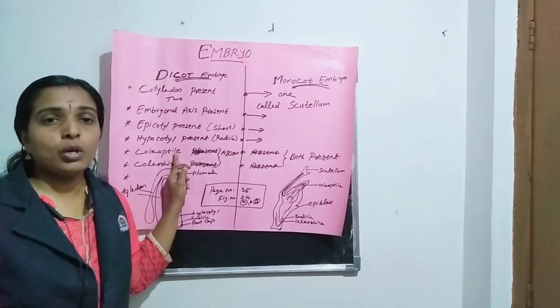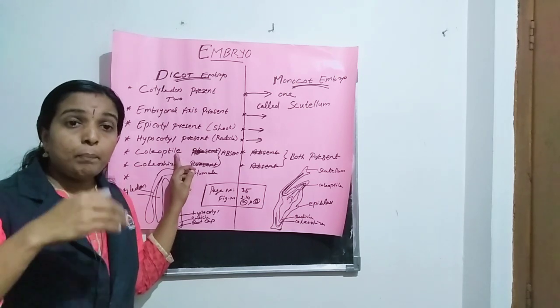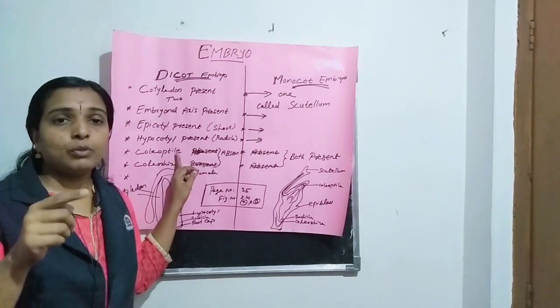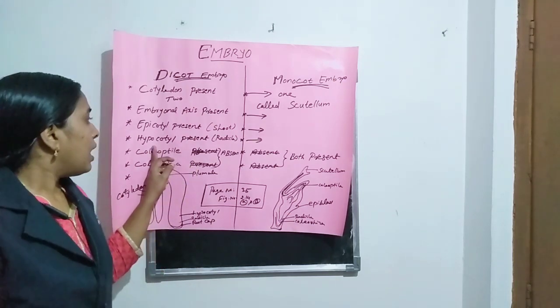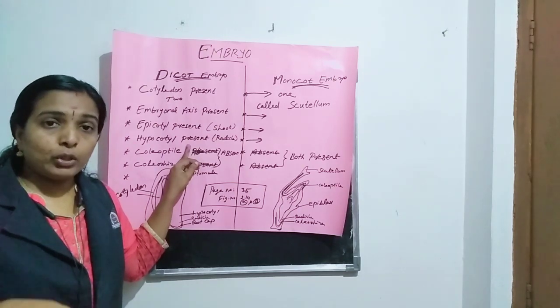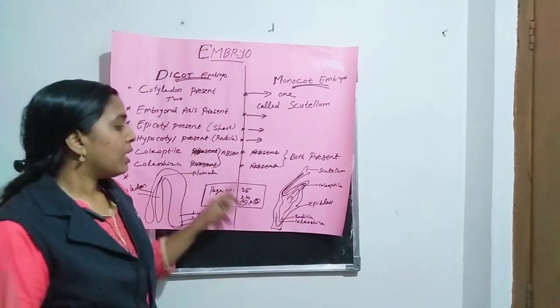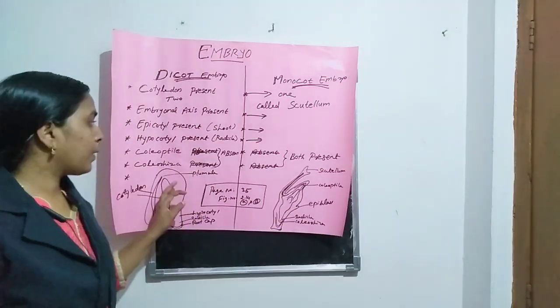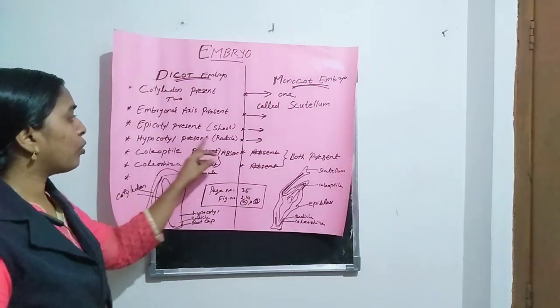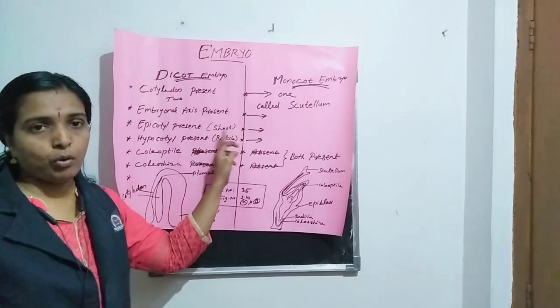Hypocotyl means the region below the cotyledon. That is the difference. One is above the cotyledon, the other one is below the cotyledon. Hypocotyl is present below the cotyledon, near to the radicle portion. Epicotyl and hypocotyl are present in both dicot and monocot.